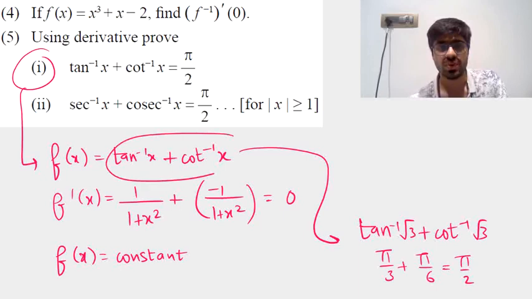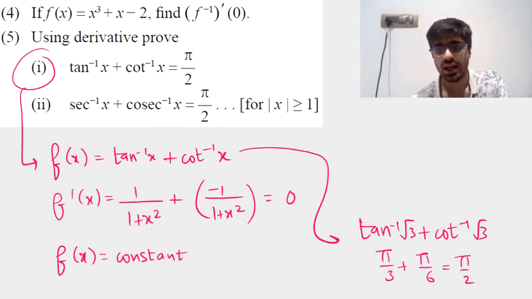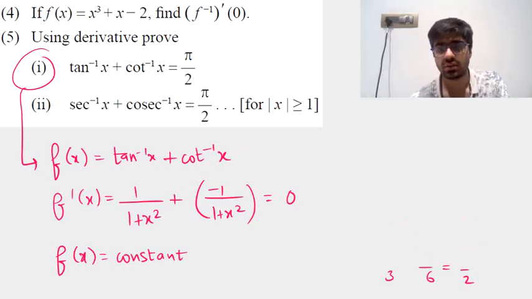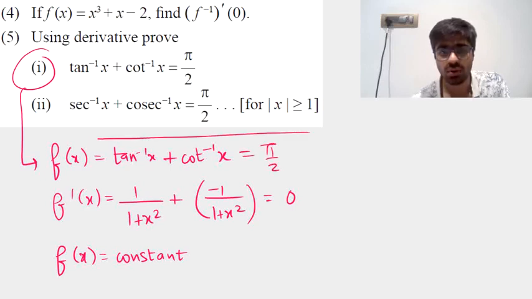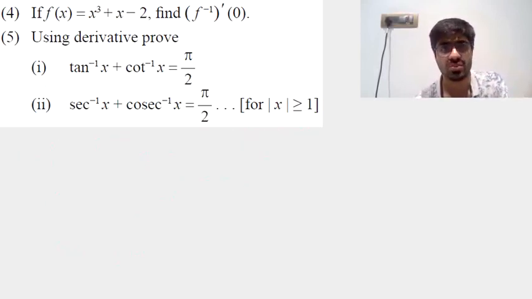So tan inverse x plus cot inverse x, from derivatives we can see that it is going to be a constant function and that constant is equal to pi by 2. So ultimately we are concluding that tan inverse x plus cot inverse x is going to be equal to pi by 2. And that's how we are proving with the method of derivatives that the value of tan inverse x plus cot inverse x will always be pi by 2.